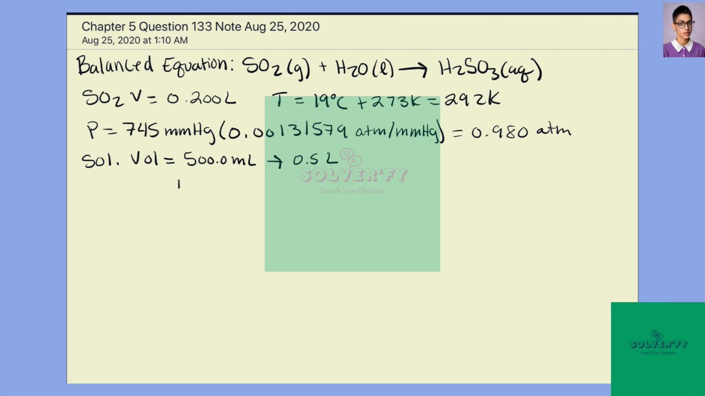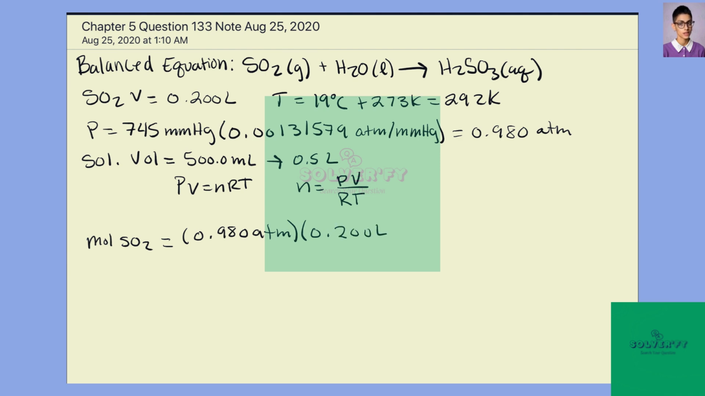Alright, so for this question, we're going to be using PV equals nRT. We're wanting to find the number of moles, so that way we can find the concentration of our NaOH. So let's find the moles of our sulfur dioxide first. So we're going to be using our pressure, 0.980 atmospheres, times our volume, 0.2 liters.